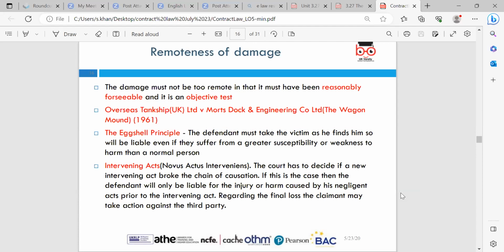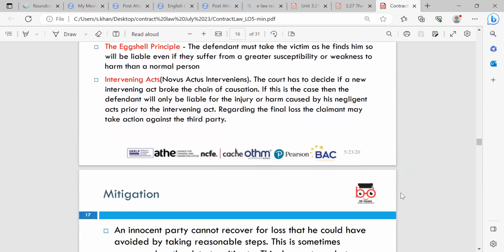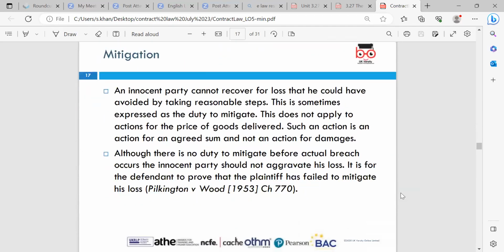Regarding the final loss, the claimant may take action against the third party. Mitigation: an innocent party cannot recover for loss that he could have avoided by taking reasonable steps. This is sometimes expressed as the duty to mitigate. This does not apply to actions for the price of goods delivered. Such an action is an action for an agreed sum and not an action for damages. Although there is no duty to mitigate before actual breach occurs, the innocent party should not aggravate the loss. It is for the defendant to prove the plaintiff has failed to mitigate his loss.